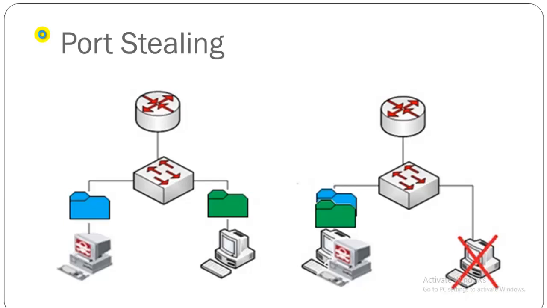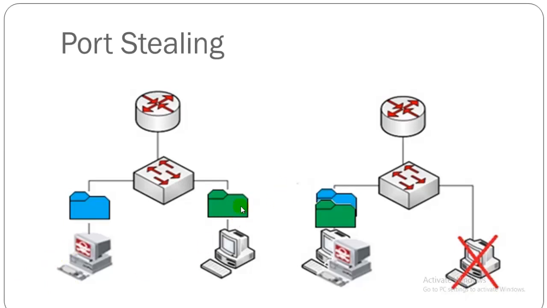When it receives a frame that is destined for your computer, it sends the frame only to you. The computers on other ports don't receive the same frame, and once you understand how it works up to this point, the port stealing attack becomes very easy to understand. An attacker is connected to, let's say, another port. As you can see over here, this is the attacker's port and this is the original port. And as such, he's blocked from watching your traffic.